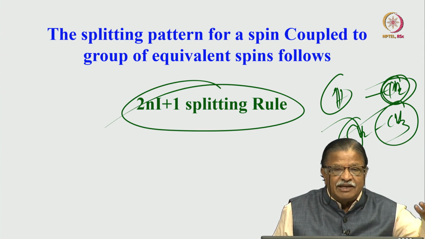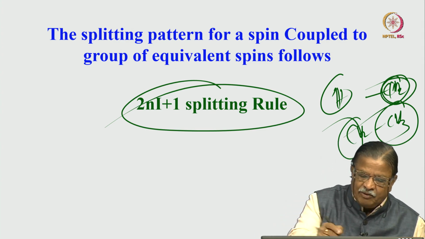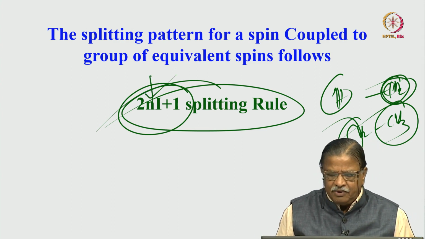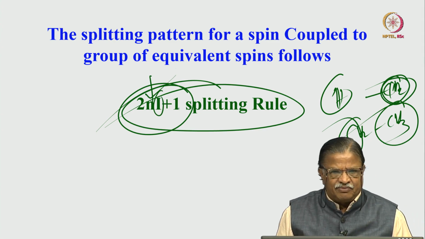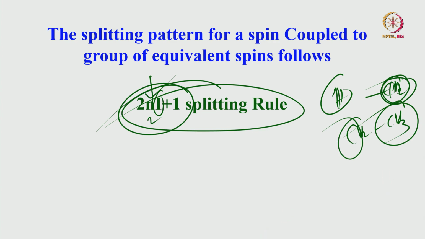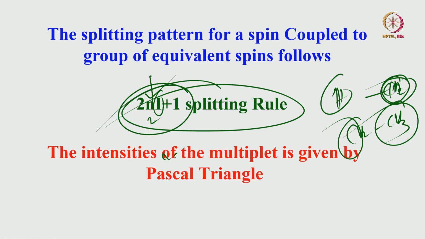When it is coupled to a group of equivalent protons, how does the multiplicity come? It obeys what is called the 2nI+1 rule, where n is the number of protons in a group and I is the spin, plus 1. So, for example, n is equal to 2, let us say 2 protons as in CH2. When one proton is coupled to CH2, 2 into 2 into half plus 1, it will become 3. When one proton is coupled to CH2, it will become a triplet, a 3 line pattern. When one is coupled to 3 protons, it will become 2 into 3 into half plus 1, that will become 4. So, we get a 4 line pattern.